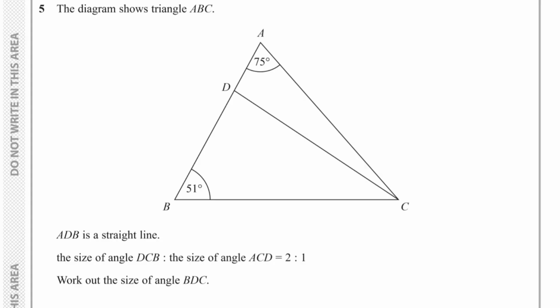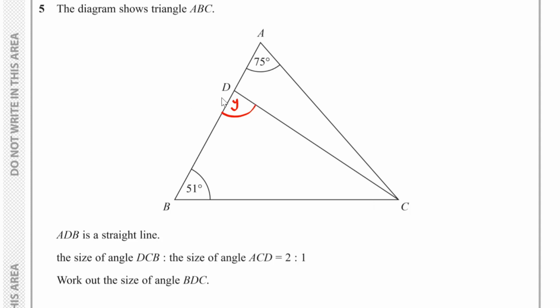Okay. Question number 5. We've got the diagram over here which shows triangle ABC. ADB, that's a straight line. The size of the angle DCB, that's this angle here, to the size of the angle ACD, that's this angle here, that's in the ratio 2:1. We have to work out the size of angle BDC. So for us to do this question, we want to work out this angle over here. Let's just call it y for now. So we want to work out this angle y.